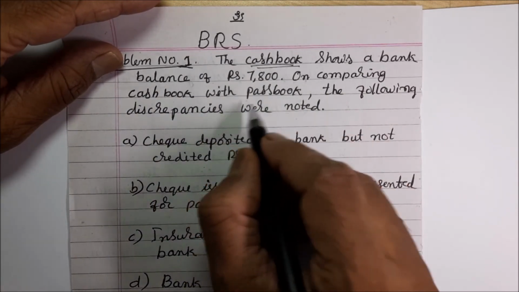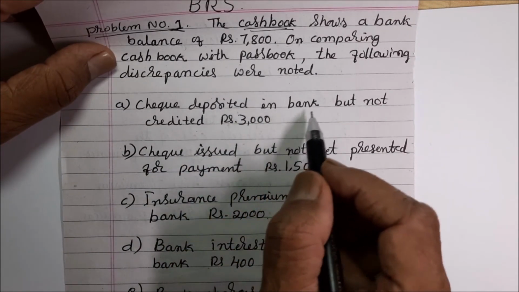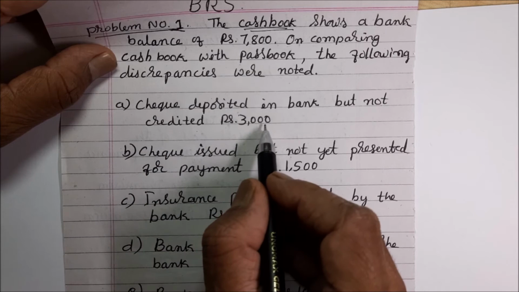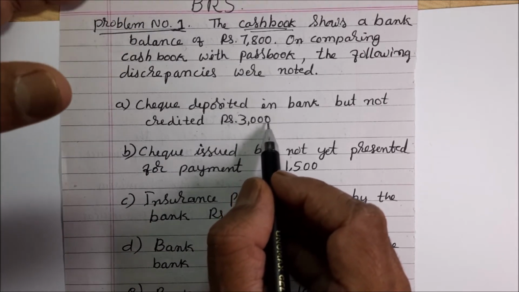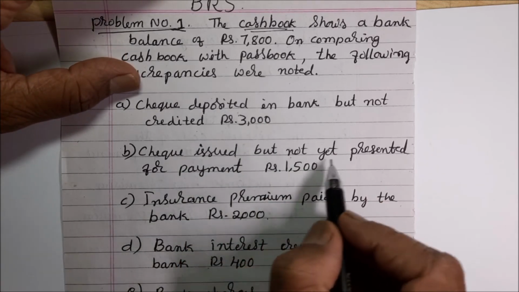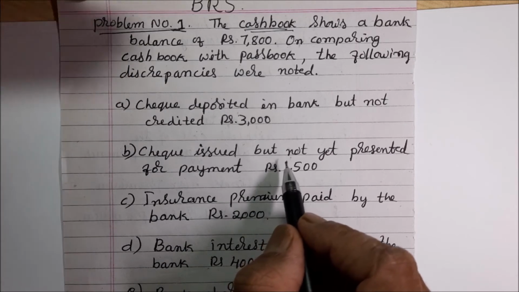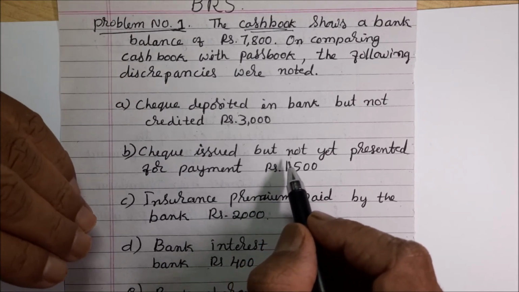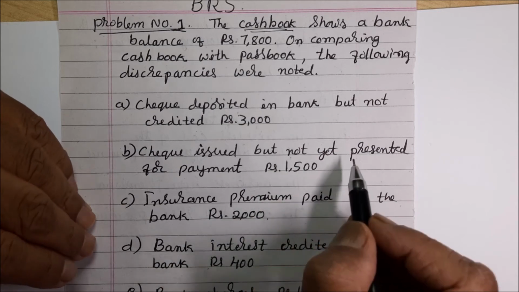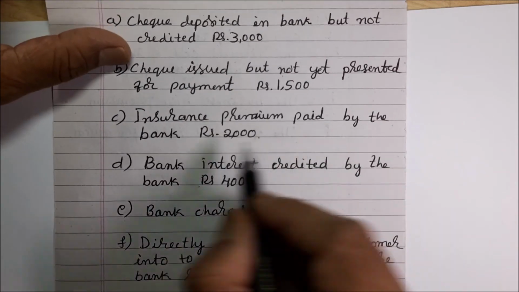On comparing the cash book with the passbook, the following differences were noted. Check deposited in the bank but not credited, rupees 3,000. Whenever I deposit the check, first I assume the cash balance has increased, but the passbook has not changed, right? Check issued but not yet presented for payment, 1,500. Whenever I issue a check, my balance automatically reduces, but as he has not presented it, the passbook is still showing more. Insurance premium paid by the bank, rupees 2,000.